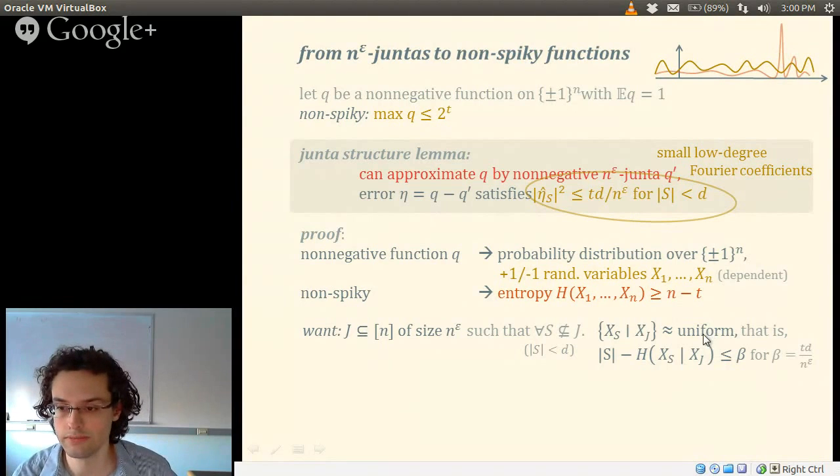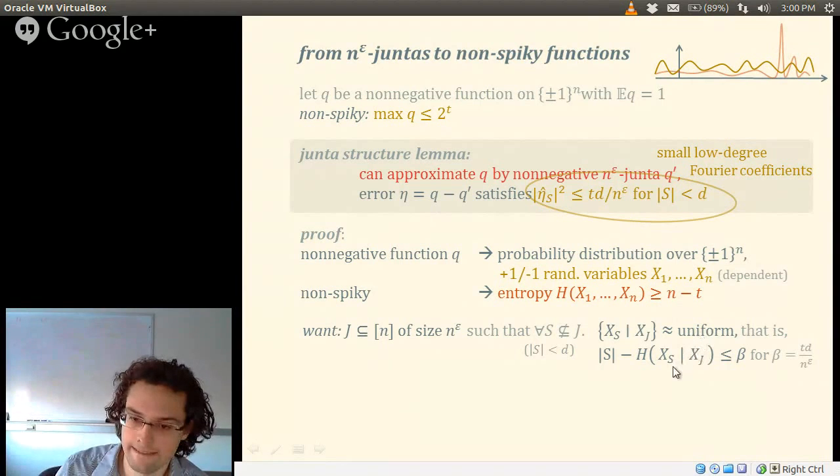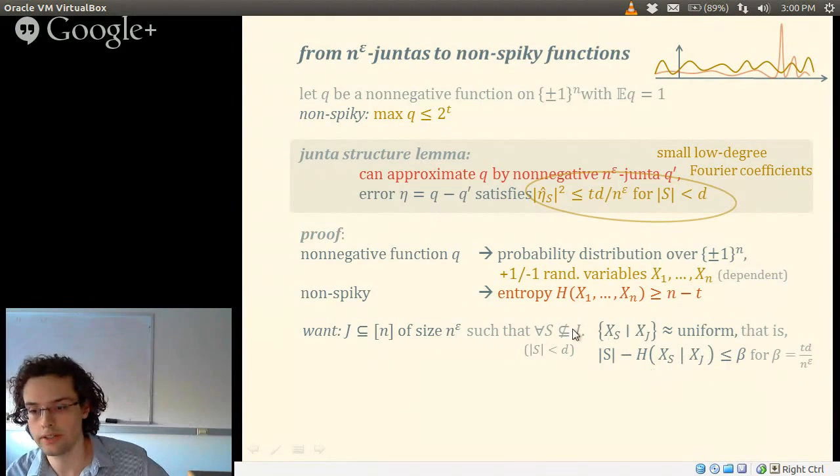David, do you mean S and J disjoint, or do you really mean S not contained in J? No, S not a subset of J. So S could have intersection with J. Okay, but then how can it be that if you condition on the variables in J, the variables in S look uniform? If you condition on those in J, the intersection is fixed, right?